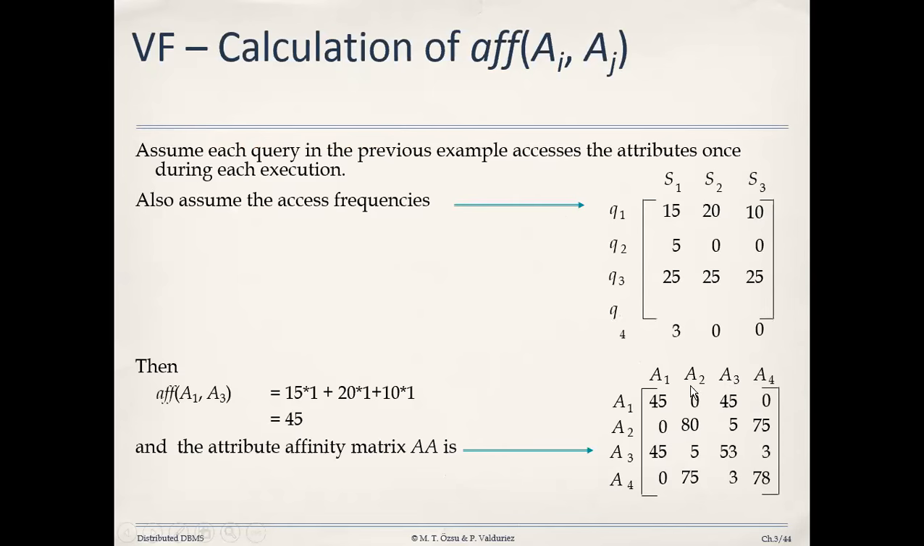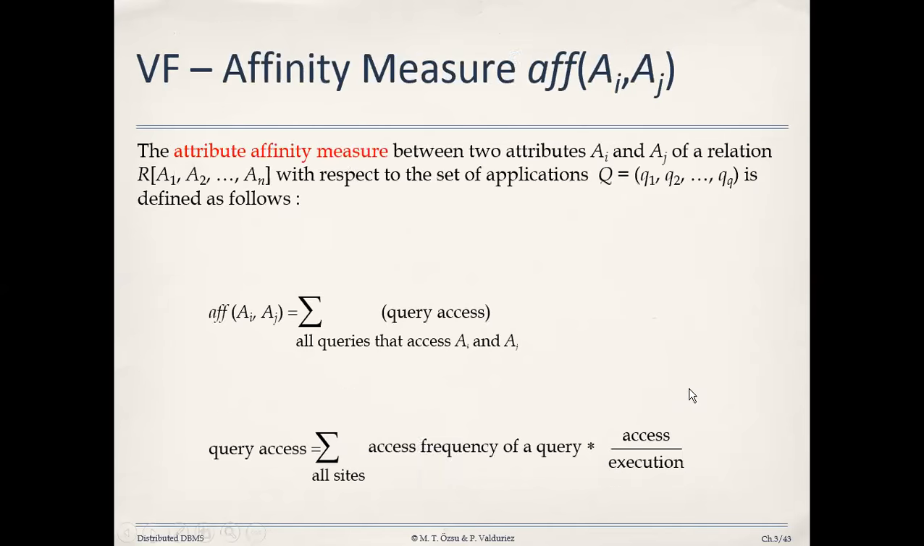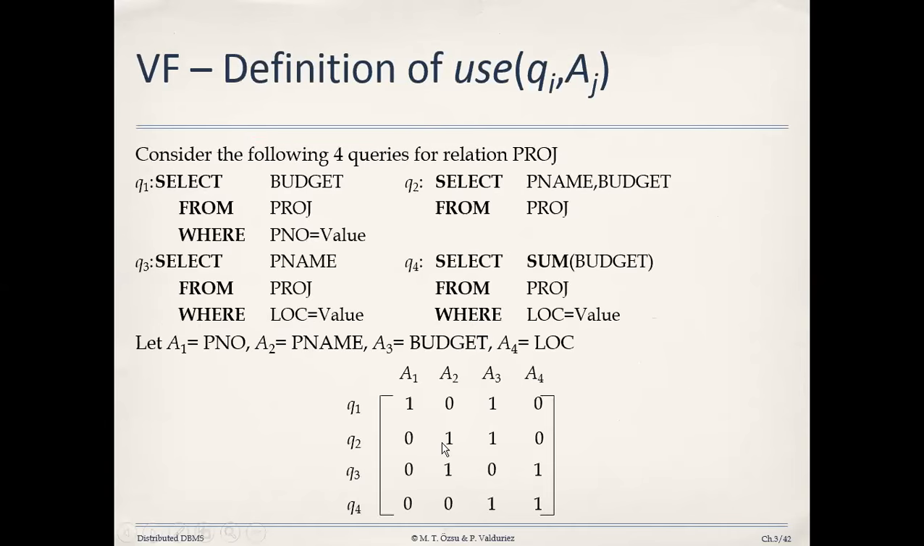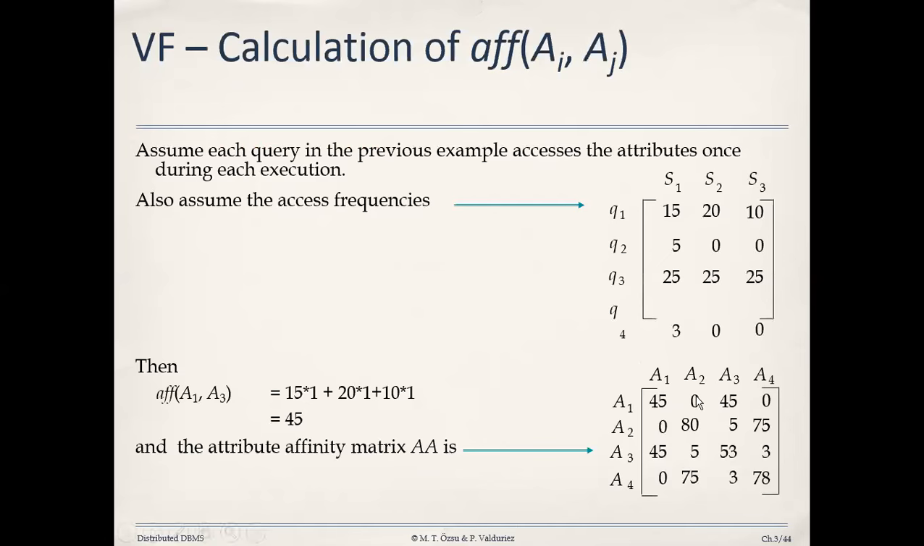Now let's suppose I want to compute the affinity between A1 and A2. Again, first check the matrix for A1 and A2: in how many queries do they come together? Query 1 they don't, query 2 they don't, query 3 no, query 4 no. In no query do A1 and A2 come together, so their affinity will be 0.